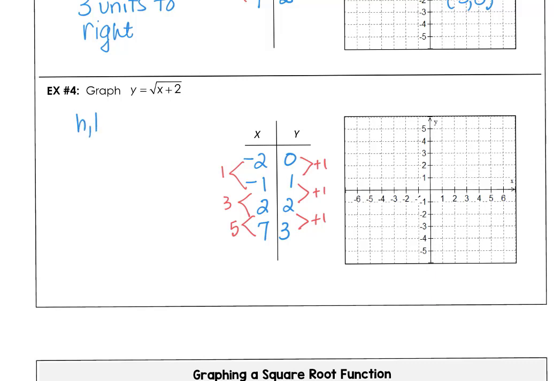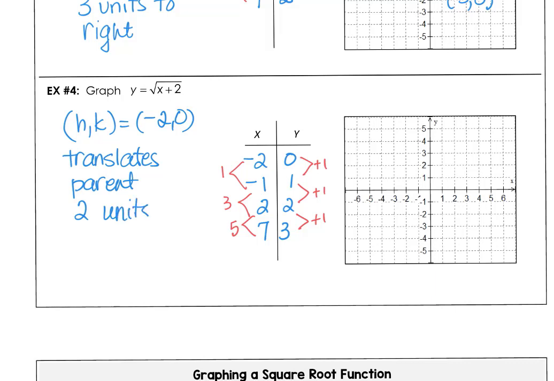This HK is -2, 0. That looks like we've translated the parent graph 2 units to the left. Translates the parent 2 units left. So come over here, -2, 0, -1, 1, 2, 2, and 7, 3. Oh, I said 2, 2.